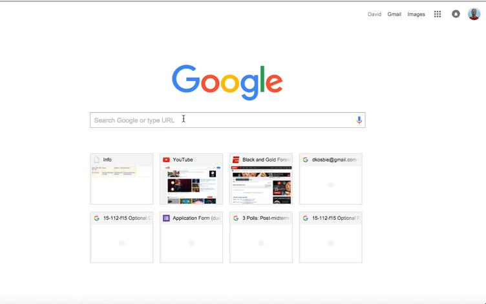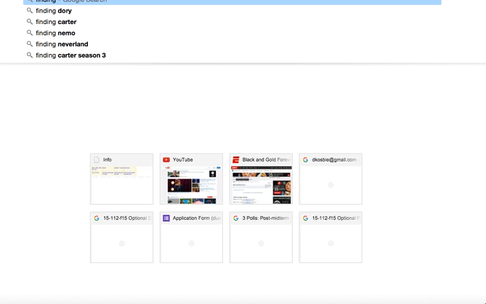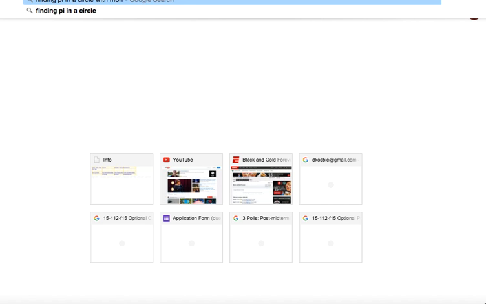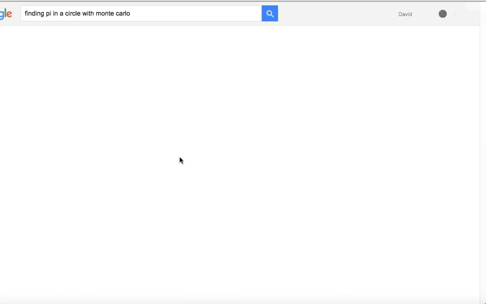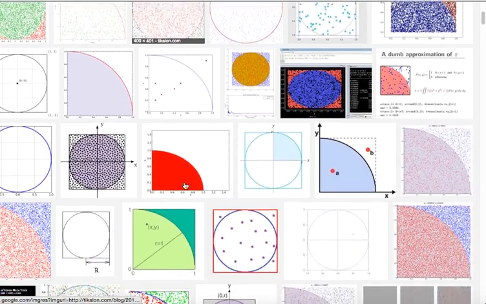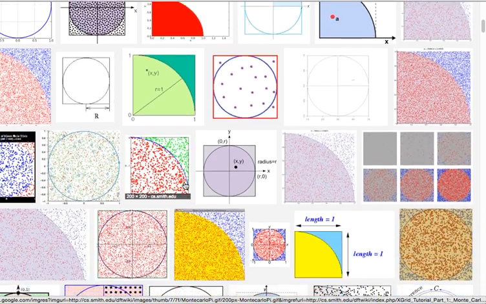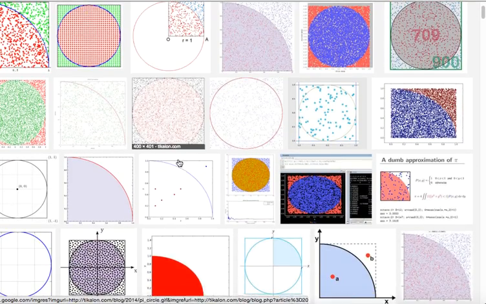If you were to search inside Google, say, finding pi in a circle with Monte Carlo, something like that, you go to images, you'll see lots and lots of images of people trying to show you what's going on here. And what's going on here is this.